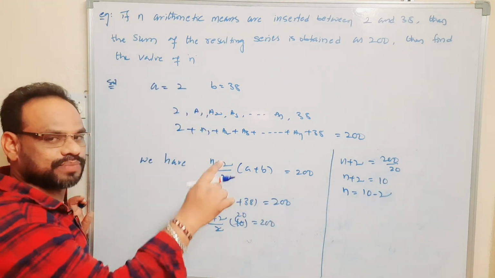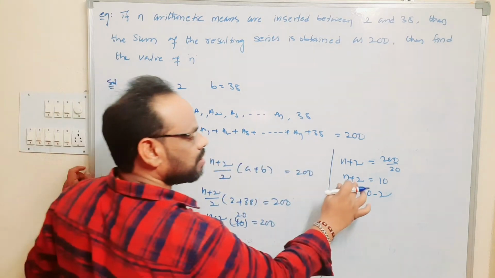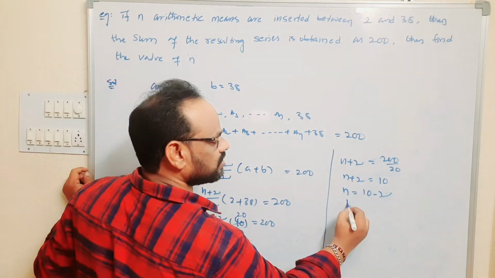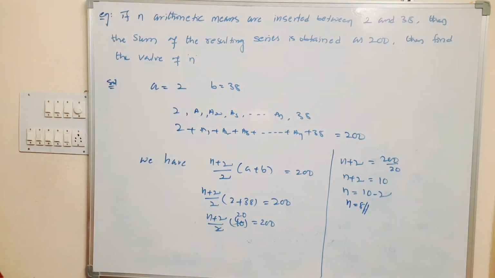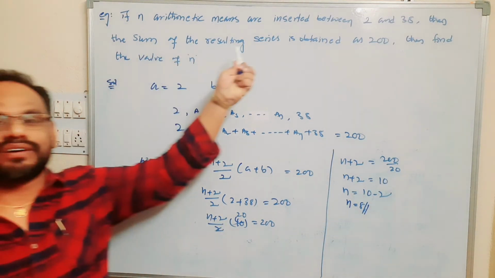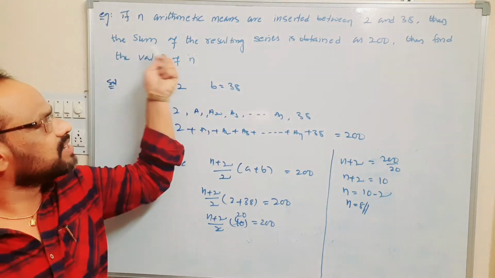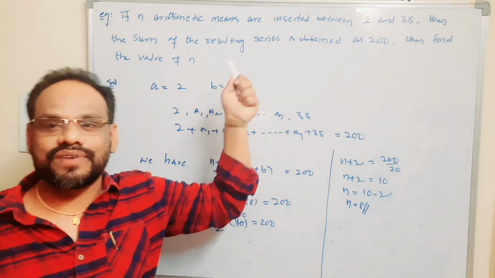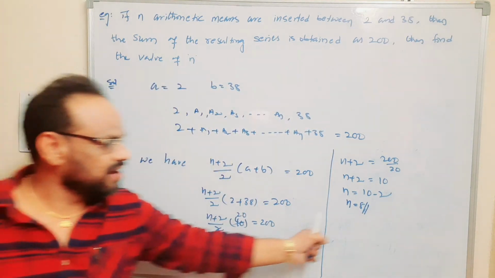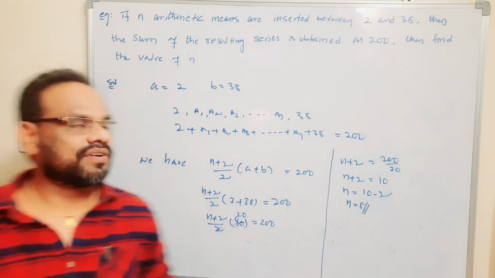If you transpose plus 2 from LHS to RHS, it becomes minus 2. So n is equal to 10 minus 2, n is equal to 8. n is equal to how much? 8. Observe the question again. If n arithmetic means are inserted between 2 and 38, then the sum of the resulting series is obtained as 200. Then find the value of n. The value of n is how much? 8.